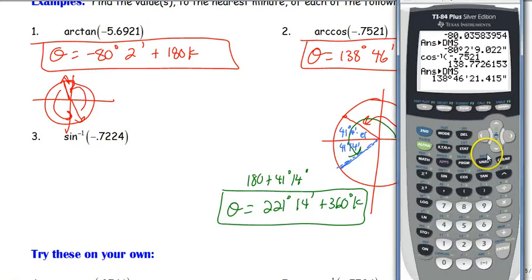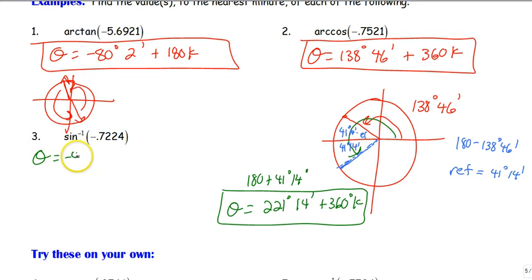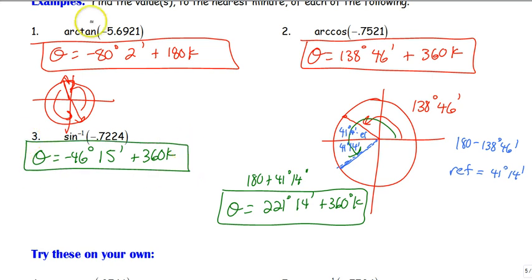So the last one is, we have sine inverse of negative 0.7224. Enter. We find it in degrees, minutes, seconds. Enter. So one of my answers is negative 46 degrees 15 minutes. It's okay to have a negative angle for the first one. So just use whatever the calculator gives you. And since we're in degrees, it's plus 360k. Now we need to find the other spot for that.